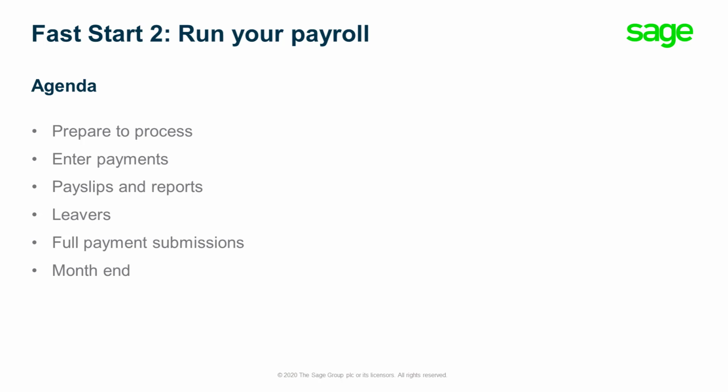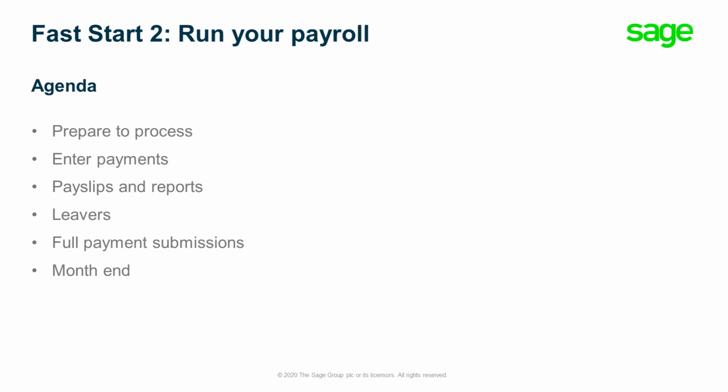We'll then move on to payslips and reports, so printing the information you've just entered for your employees or hosting that information online, and reporting on your payroll for your own records. We're then going to complete the payroll process by marking anyone who has left as a leaver and then submitting a full payment submission to HMRC with all the details of that pay run. We're going to finish the session with some month-end tasks, a few things you do at the end of each tax month, not least how to make a payment to HMRC. And we'll also show you one of the submissions that you may need to make at the end of each month to report any adjustments to HMRC.